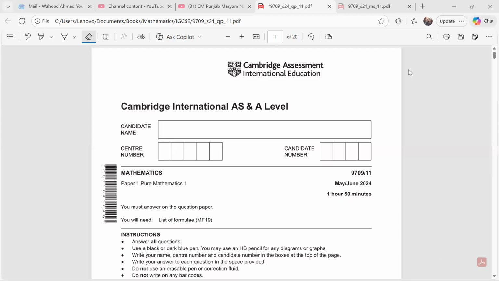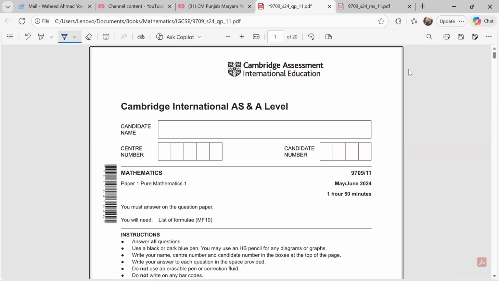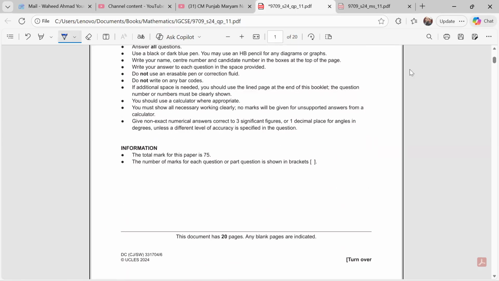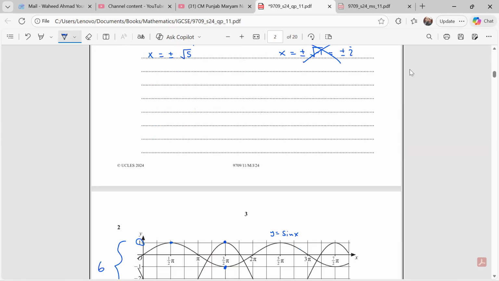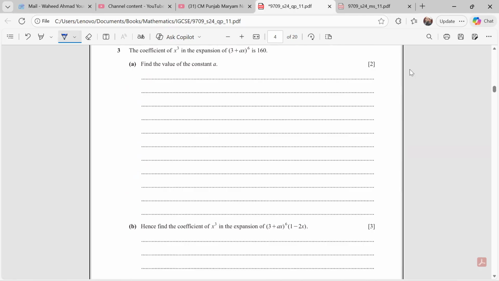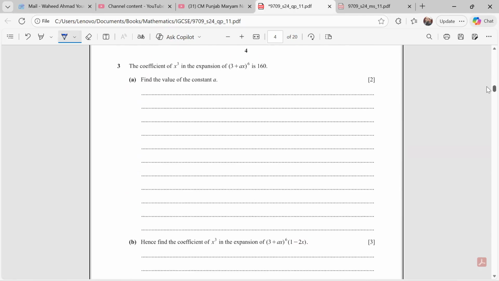We have been solving these past question papers. So right now we have mathematics, Pure Math 1, May/June 2024. In my last video, I solved the first two questions. So today I will be doing question number 3 and onward. It's not too difficult, it's pretty straightforward.